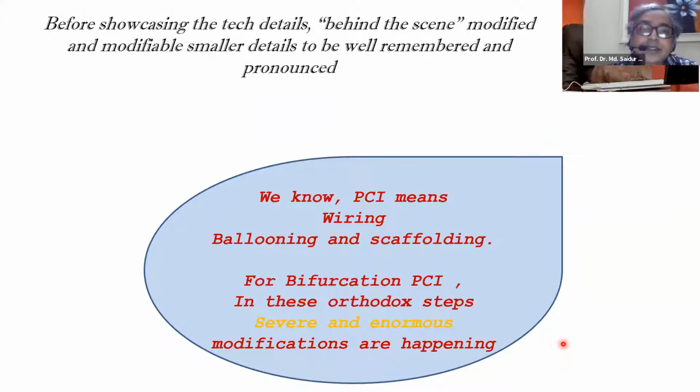And now, before showcasing the tech details, some behind-the-scene modifiable and modified smaller details to be well remembered and pronounced, which I really feel for even myself to remember all the things, those smaller details which make the bifurcation PCI accurate. PCI means simply three things: wiring, ballooning, and scaffolding or stenting. And for bifurcation also, these are the three mainstays for a successful PCI. But enormous modifications are happening in these three steps.